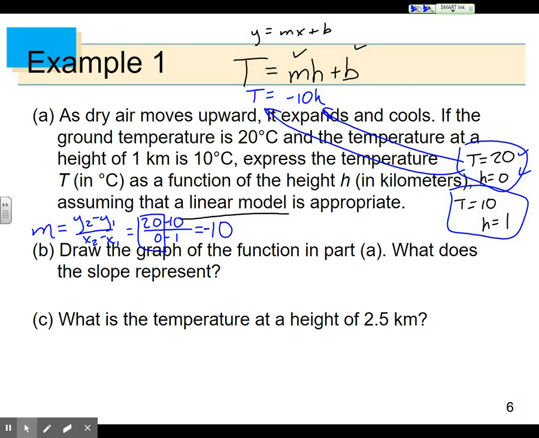Or remember what my y-intercept is. It's just going to be my y value when x is 0. So I'm pretty sure that this 20 right here is going to be my y value, or my y-intercept. And sure enough, if I plug 0 in for this H right here, all of this goes away, and I get T is equal to 20. And so this right here answers part A.